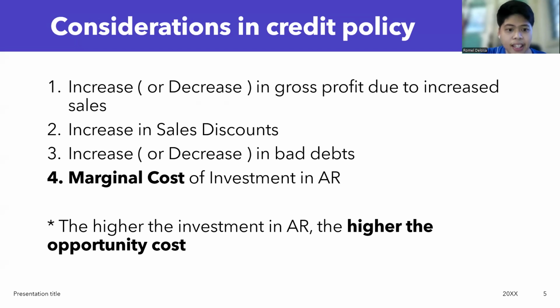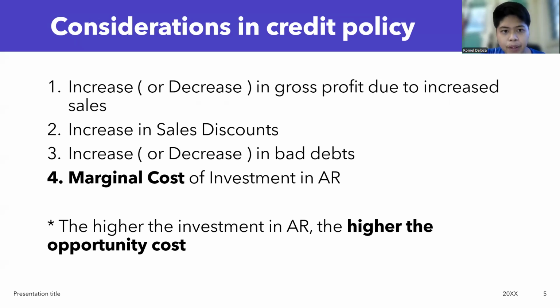Number three is increase or decrease in bad debts. So, generally speaking, if we become stricter, bababa yung bad debts. If we become stricter, the bad debts will decrease. If we become more relaxed, pag mas nagiging lax tayo, bad debts will increase. Kasi syempre, may mga customers talaga na hindi makakabayad if we become more relaxed. So that's number 3.